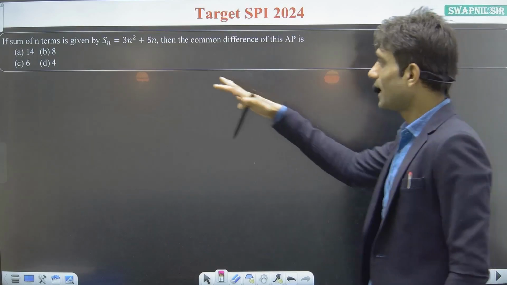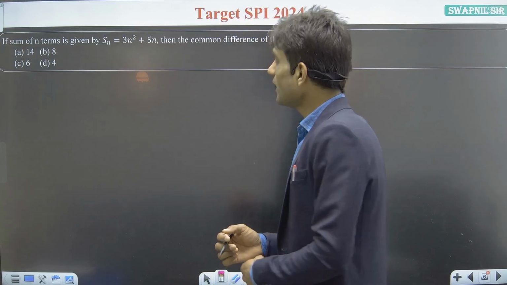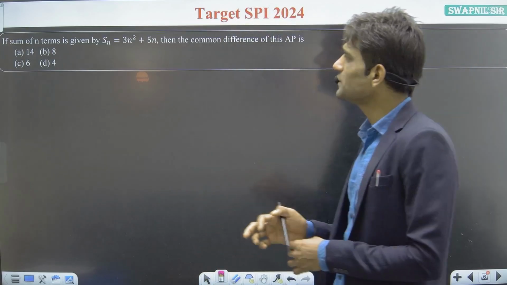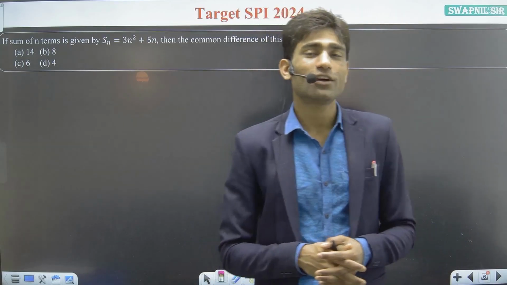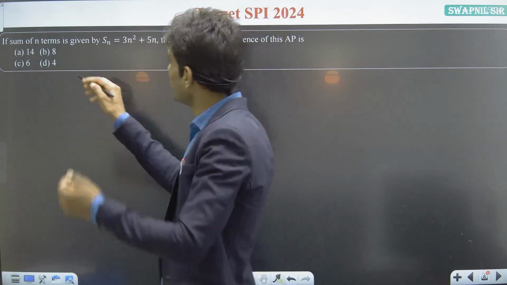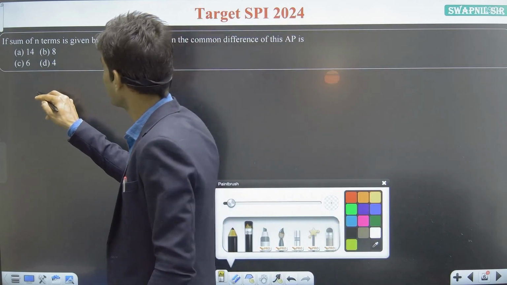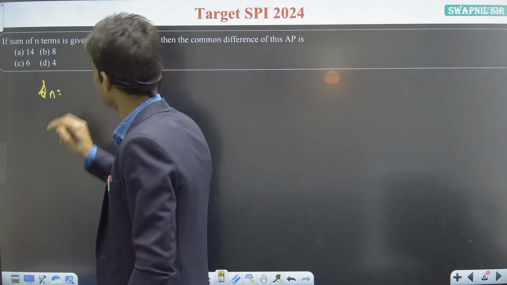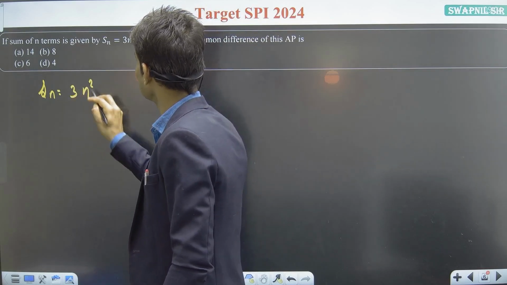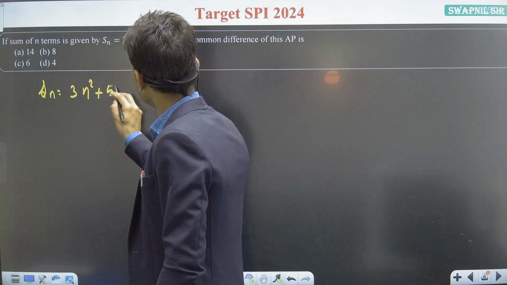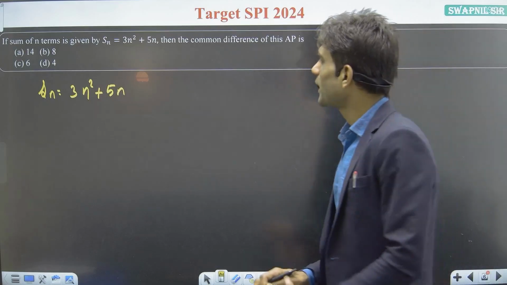In our next part, I have considered some examples from arithmetic progression. In our first question, the sum of n terms is given. Let me change color. What we have given is Sn, which is equal to 3 times n square plus 5 times n.